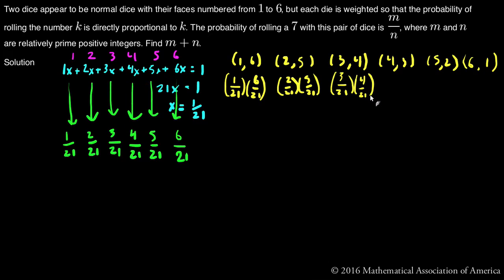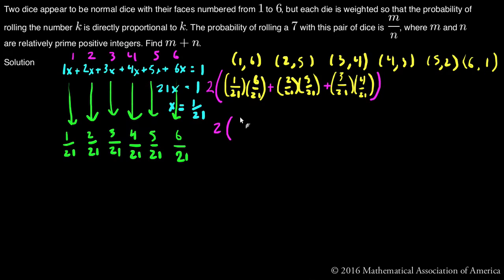Now, the probability for getting a 4 and a 3 is the same as a 3 and a 4. It's just a flipped order, but multiplication is commutative. So 3 out of 21 times 4 out of 21 is 4 out of 21 times 3 out of 21. 5 and 2 is the same as 2 and 5. 6 and 1 is the same as 1 and 6. So what I'm going to do is find these probabilities and multiply through by 2 to get the rest. You could do them all and add them all up, but this saves you a little bit of time.